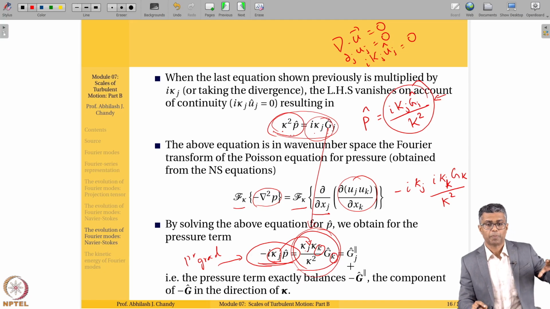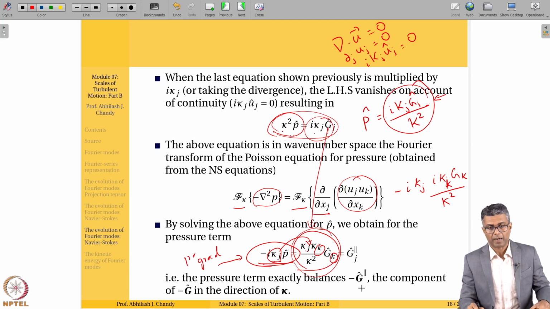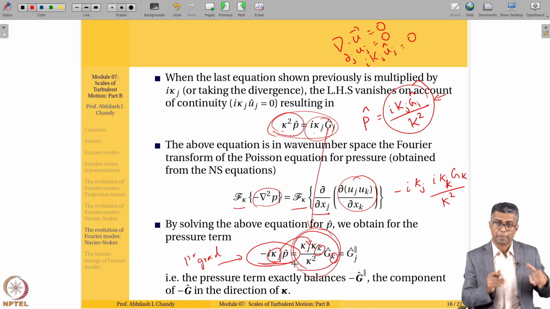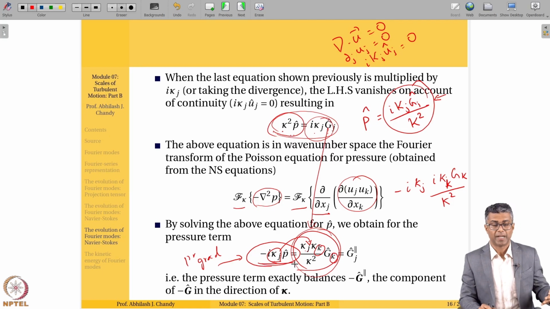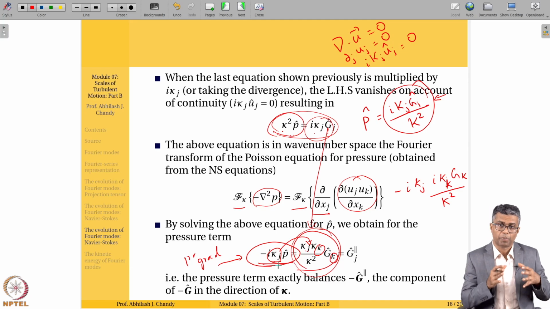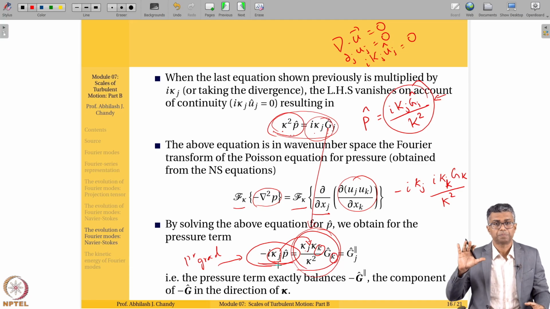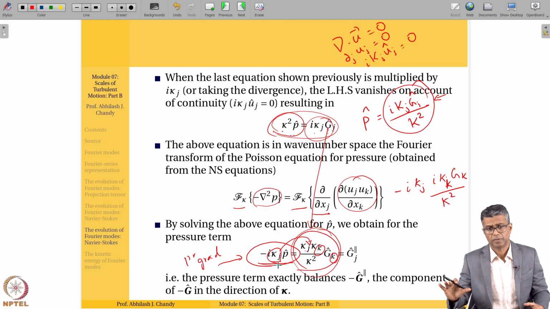So what we are saying is the pressure gradient term balances minus g parallel. The pressure gradient term balances minus gj parallel. Obviously, I have written here a minus i kappa j p hat representing minus del p del xj, because that is the term that is in the Navier-Stokes equations. So I am just writing it like that. However, what you have to understand is the pressure gradient term balances minus gj parallel.